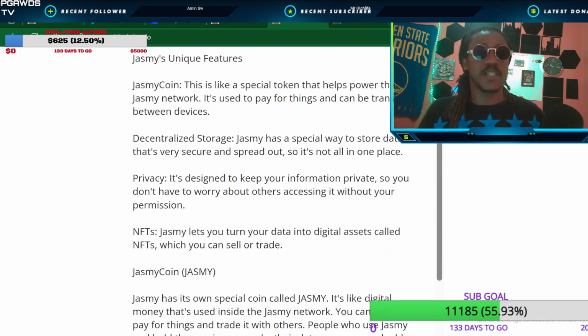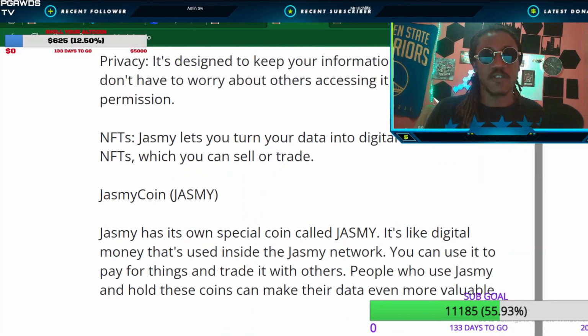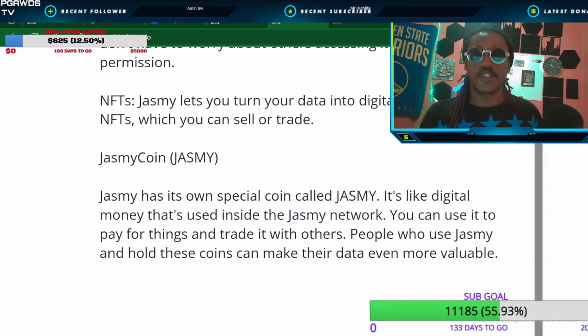So Jasmy lets you turn your data into digital assets called NFTs, which you can sell and trade. Jasmy also has a special coin, of course, Jasmy. It's like digital money that's used inside the Jasmy network. You can use it to pay for things and trade it with others. People who use Jasmy and hold these coins can make their data even more valuable.